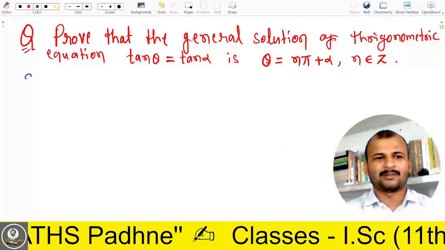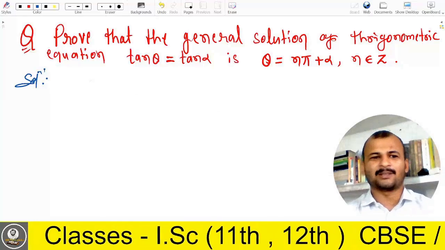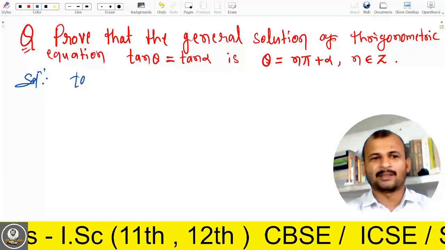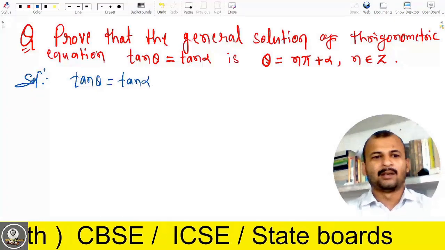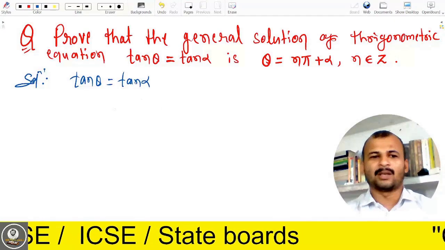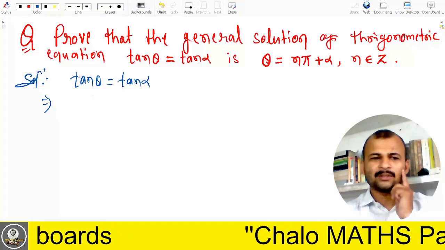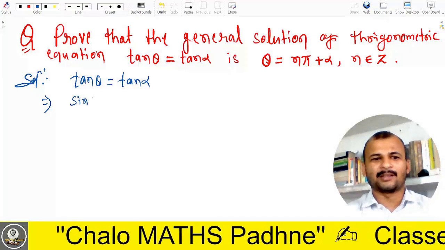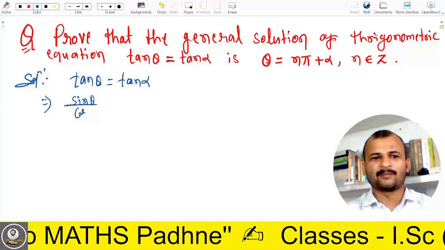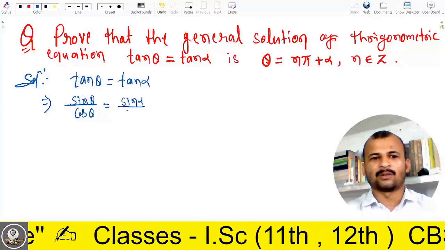Let us solve it. First of all, we write the given trigonometric equation, which is tan theta is equal to tan alpha, right? Take these both terms in the left hand side, and thus we get tan theta minus tan alpha equals 0. First we should convert it into sine and cos. So we write here sine theta by cos theta, and this is equal to sine alpha by cos alpha.